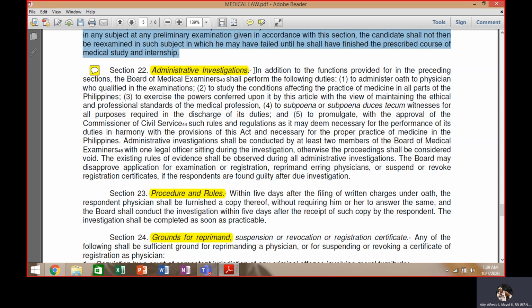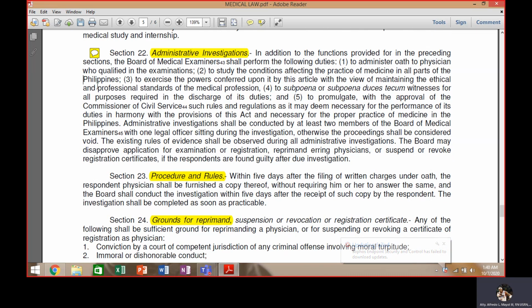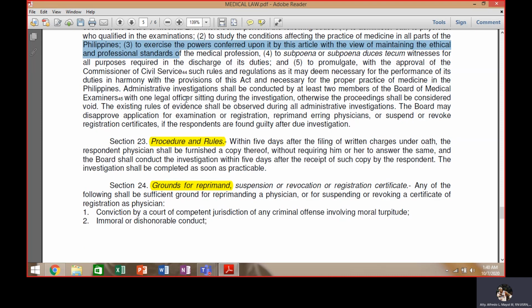So administrative investigation. In addition to the functions provided for in the preceding sections, the Board of Examiners shall perform the following duties. First, to administer oath to physicians who qualified in the examinations. Second, to study the conditions affecting the practice of medicine in all parts of the Philippines, okay, in order to adapt to the changing times. Third, to exercise the powers conferred upon it by this article with a view of maintaining the ethical and professional standards of the medical profession. Fourth, to subpoena or subpoena duces tecum for witnesses for the Commissioner of Civil Service.